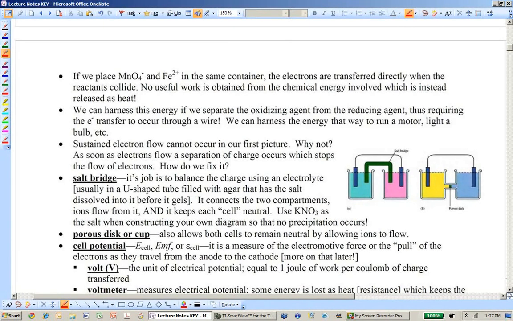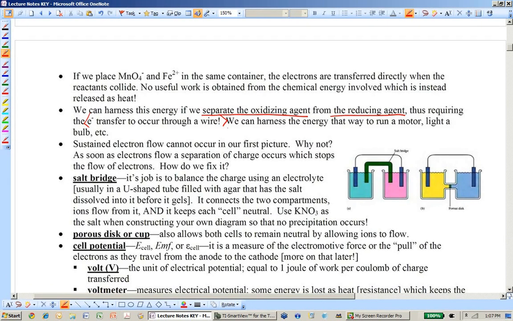So what we really want to do is not let all of that useful work be released as heat, but we want to harness it. We can harness this if we separate the oxidizing agent from the reducing agent. That's going to require the electron transfer to go through a wire. So this is some engineering in action here. If we do that, we can harness the energy and make it run a motor, light up a light bulb, run a cell phone, for crying out loud. Just about anything we want it to do.